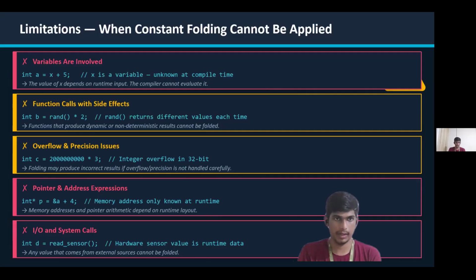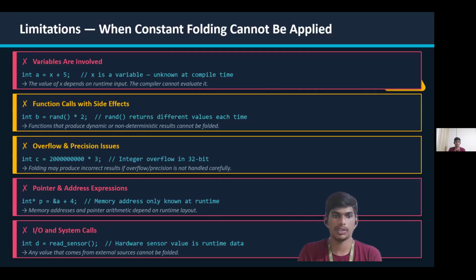And also function calls with side effects. Side effects means, for example, that we have to read something from a file, which takes time and cannot be completed at compile time. So when there are side effects, and also when there is an overflow and it cannot store the value, it can't be used in these cases. And also pointer and address expressions. Memory addresses are only known at runtime, so we can't do this at compile time.